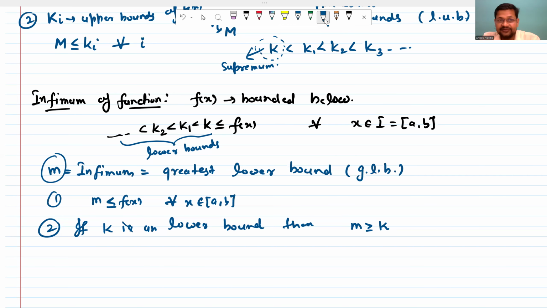तो समझ गए इन्फिमम क्या होता है, कि जितने भी हमारे पास लोअर बाउंड्स हैं उन सब में सबसे बड़ी वैल्यू, दैट इज कॉल्ड ग्रेटेस्ट वन। ओके, so ये हो गया infimum and supremum of a function. If a function is bounded, then there must exist the supremum and infimum of the function.